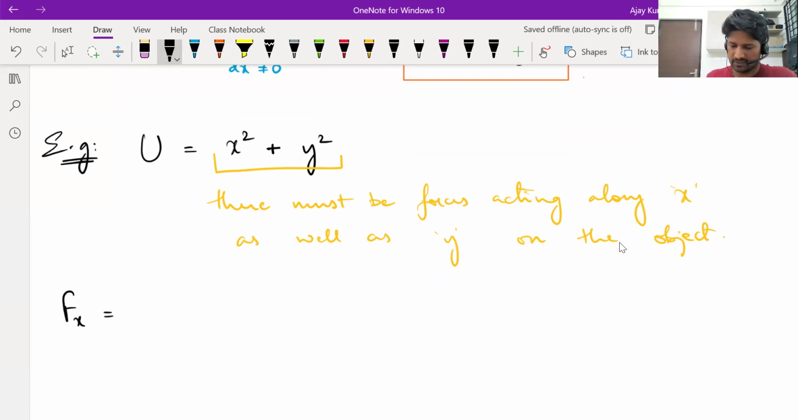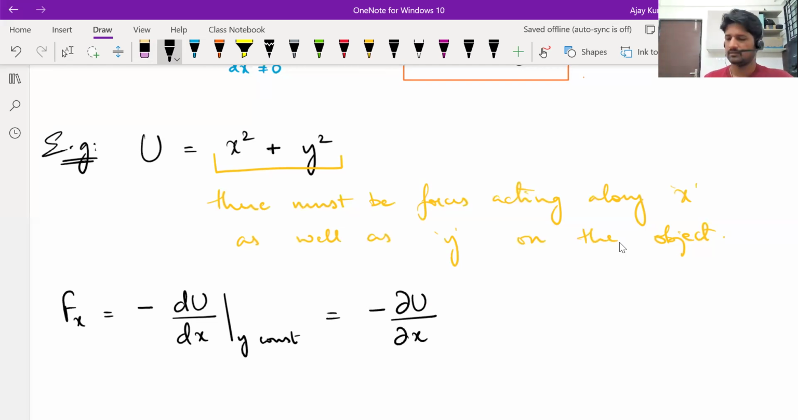Then what you'll have to do is take the negative of the derivative of potential energy with respect to x, but you will need to assume y to be constant. If I write the usual derivative d symbol, then I'll have to tell you that y is constant. But differentiating with respect to one variable, treating the others as constant, is what you call a partial derivative. So I can directly write it this way.